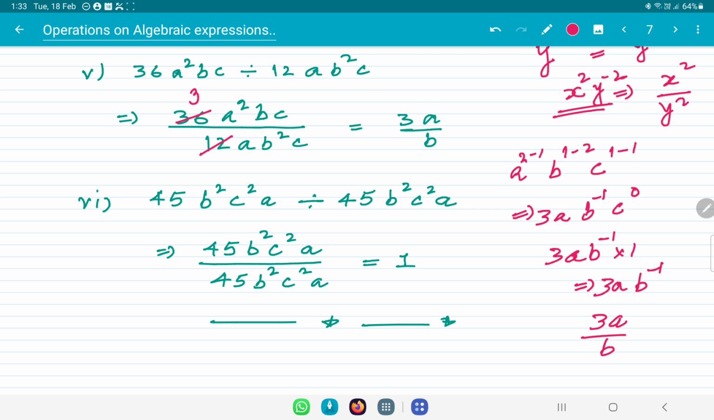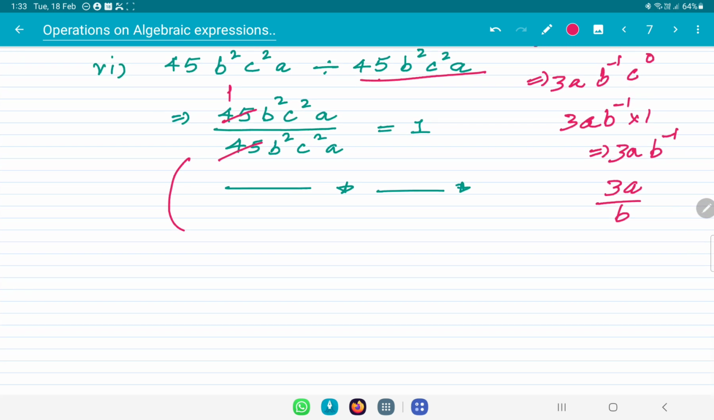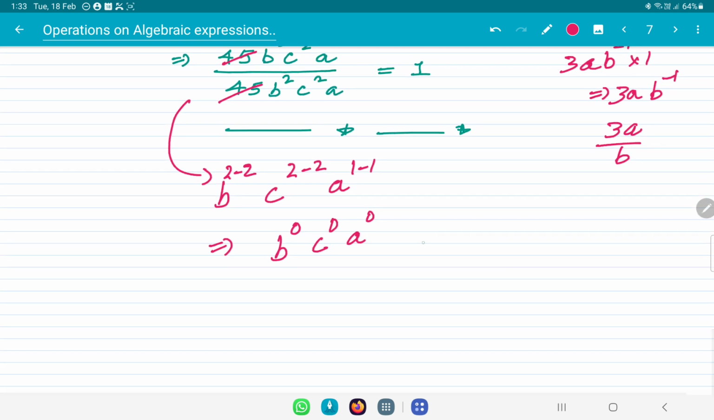So 45b square c square a divided by the same expression, 45b square c square a. So 45 will cancel and we get 1. And how will these variables combine? See here, b raised to the power 2 minus 2, c raised to the power 2 minus 2, and a raised to the power 1 minus 1. So we get b 0, c 0, and a 0. So final answer will be 1 into 1 into 1, and already we did 45 by 45 is 1. So 1 into 1 into 1, the final answer is 1.